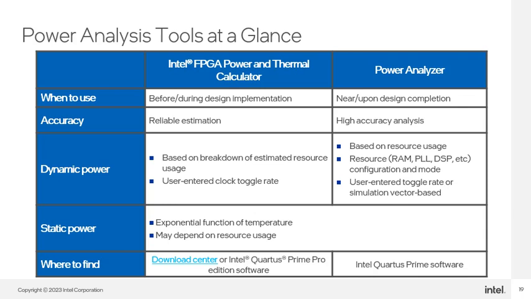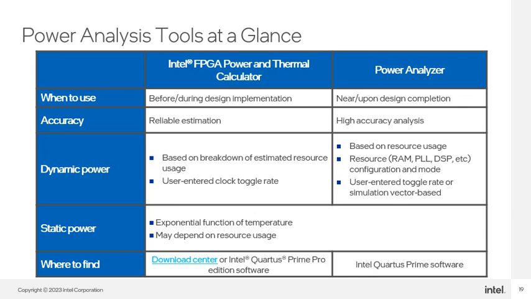To calculate both dynamic and static power in the PTC, you enter known information about the design into the tool. For dynamic power, you provide estimated resource usage and clock toggling information. For static power, you provide information about the target device selected and the device cooling solution. The PTC can be downloaded as a standalone tool or as part of a full installation of the Intel Quartus Prime Pro Edition software.